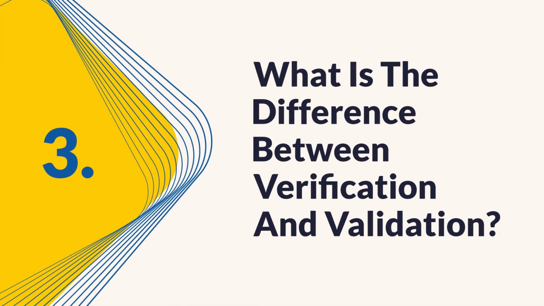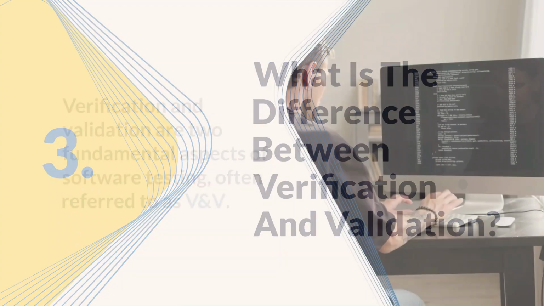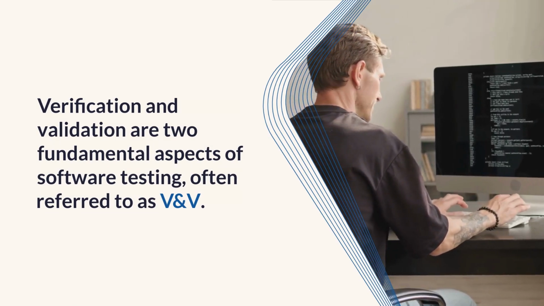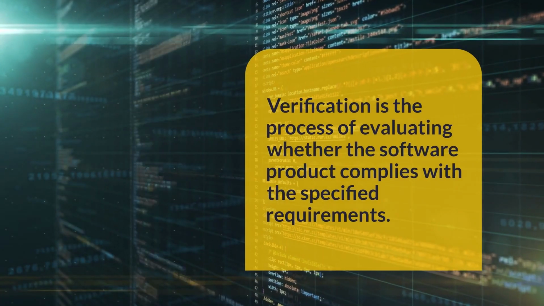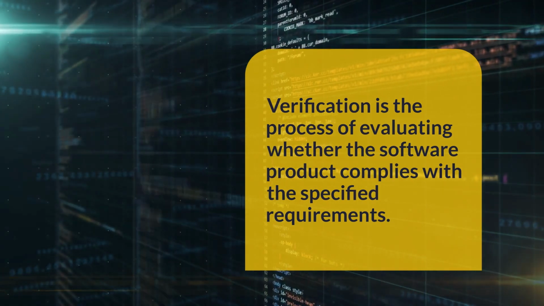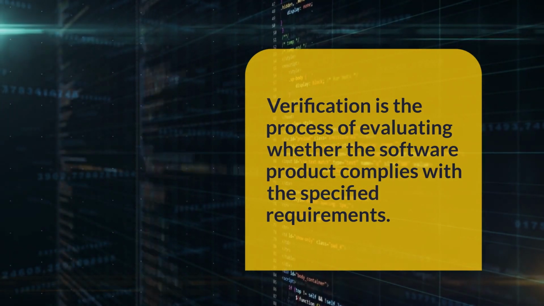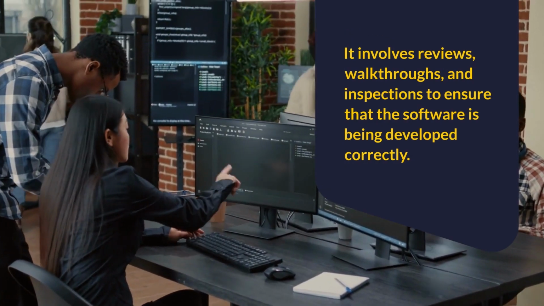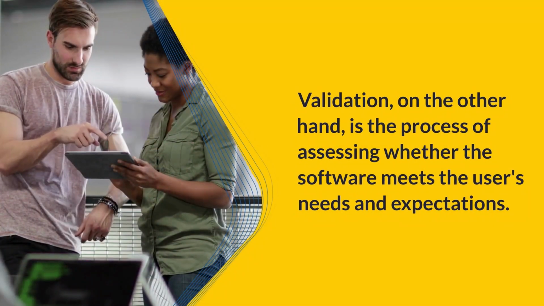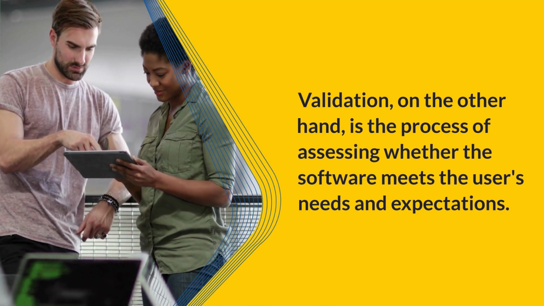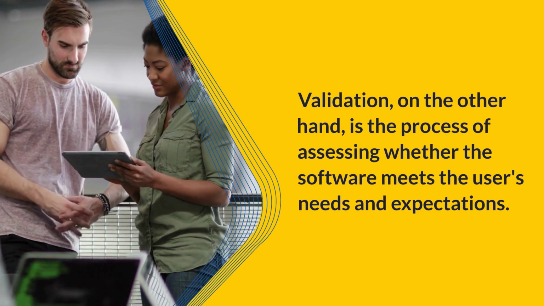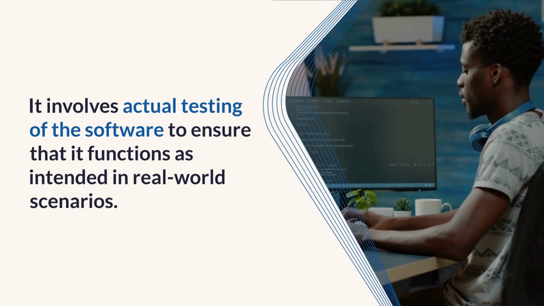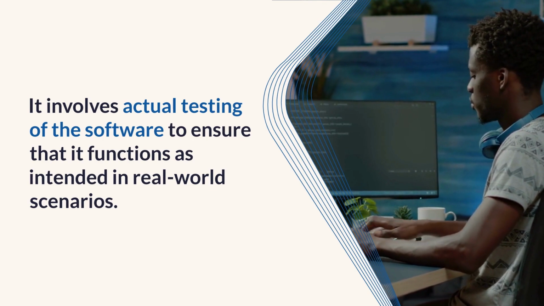3. What is the difference between verification and validation? Verification and validation are two fundamental aspects of software testing. Often referred to as V&V, verification is the process of evaluating whether the software product complies with the specified requirements. It involves reviews, walkthroughs, and inspections to ensure that the software is being developed correctly. Validation, on the other hand, is the process of assessing whether the software meets the user's needs and expectations. It involves actual testing of the software to ensure that it functions as intended in real-world scenarios.